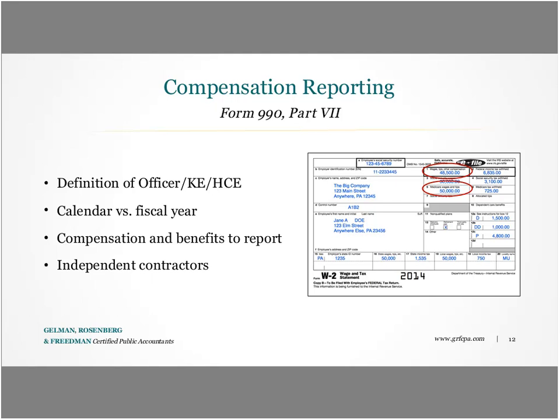The first area that raises a lot of questions is who must be listed on Part 7. So typically we start off listing all the board members who served at any time during the year. But there is sometimes confusion about who are considered the organization's officers, key employees, and highly compensated employees. So I'm going to start off by walking through who are considered officers.